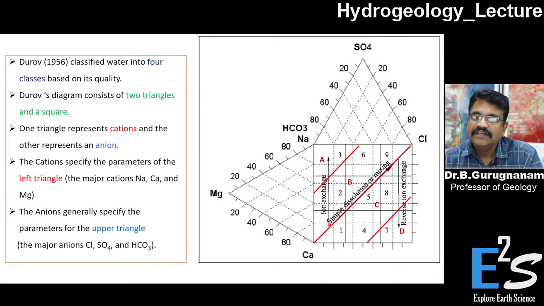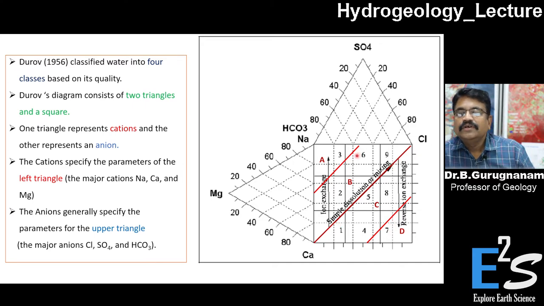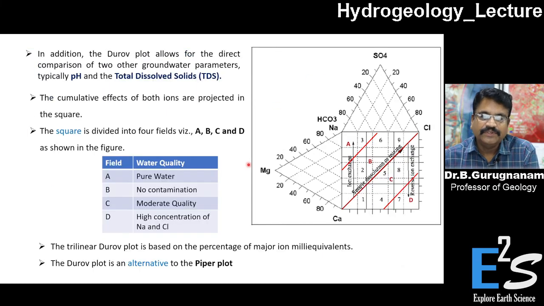What this tells us is that if the sample is moving from here, it is ion exchange. If the sample is moving from here to here, it is reservoir exchange and simple dissolution or mixing. So the interpretation goes by understanding the different ion exchange and other cation and anion movements. One triangle represents cations, that is the left triangle. The other triangle represents anions, on the top of it. The left triangle holds the major cations Ca, Mg, Na. The upper one holds the anions bicarbonate, chloride, and sulfate. So this is the diagram representation.